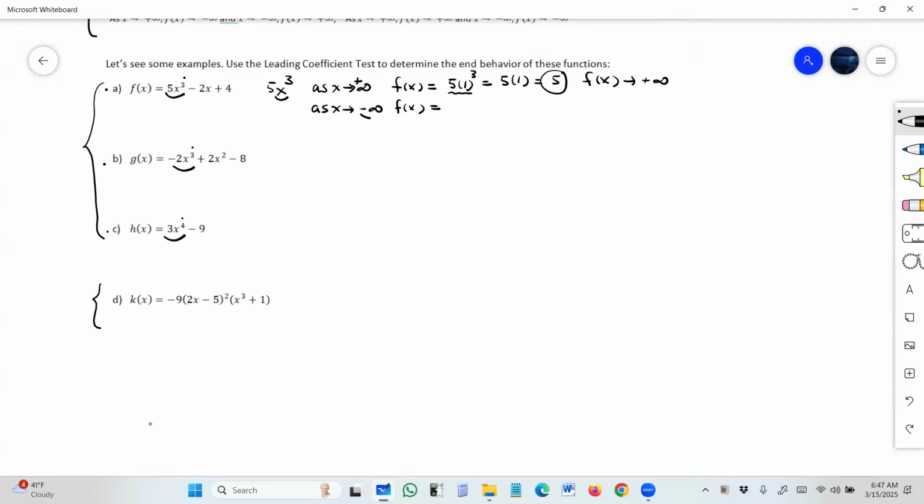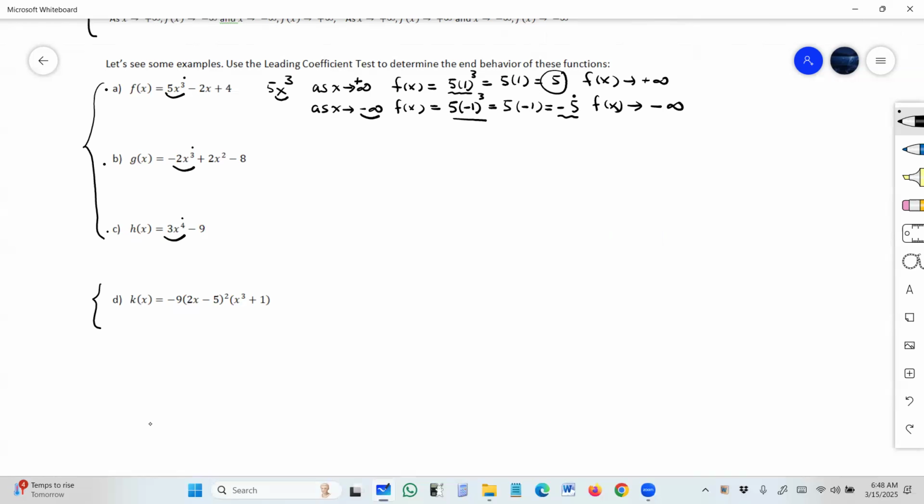For the case of negative infinity, you're going to replace x with minus 1. And then you're going to evaluate this. So minus 1 to the third power is just minus 1, and this is minus 5. If the answer is negative, we really don't care about the actual value. We just care about whether it's positive or negative. If the answer is negative, that means the polynomial goes to negative infinity.